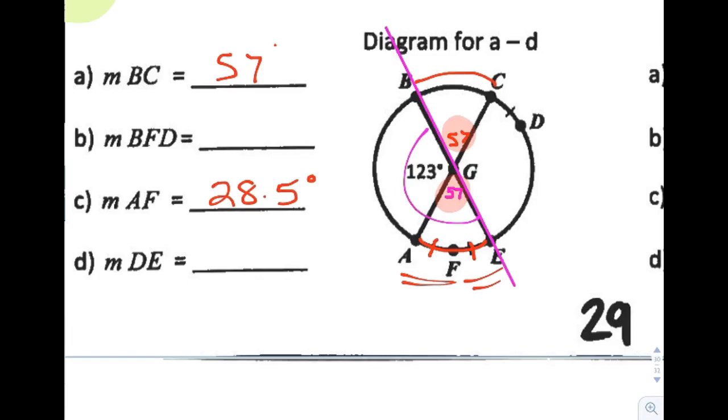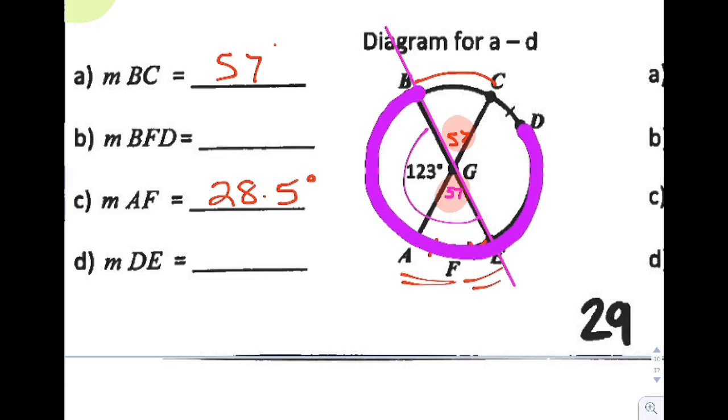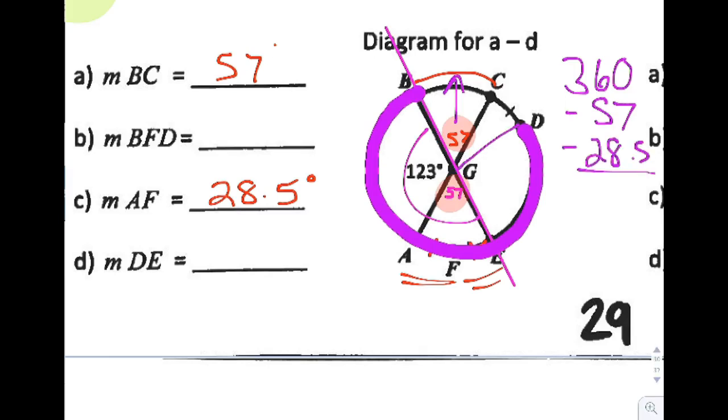B to F to D means you have to start at B and go through F to get to D. So it's that major arc from B all the way around, using F as not a midpoint, but a point somewhere in the middle you have to pass through to get to D. So B to F to D is basically the entire circle, 360, minus this arc of 57 that we already found out about, minus this arc of 28.5, because if you notice, it has that same congruence marking that we had at the bottom. So that's got to be equal too.